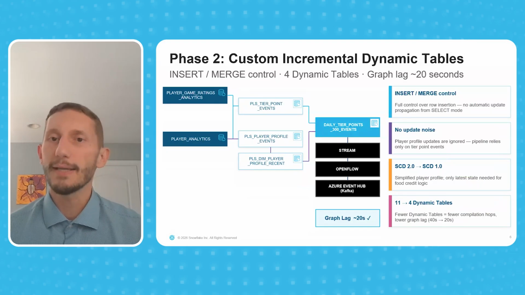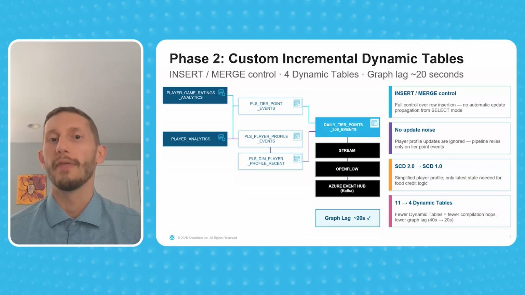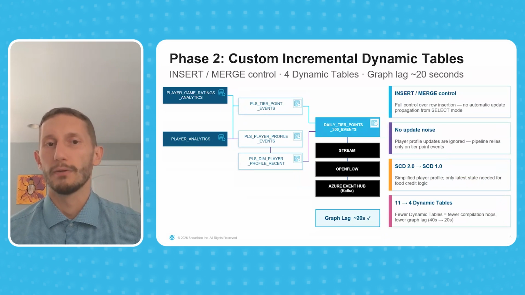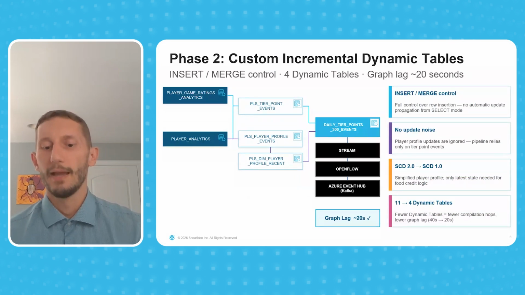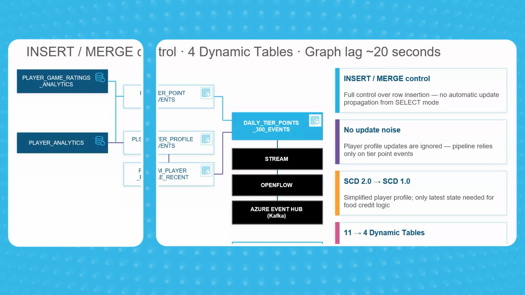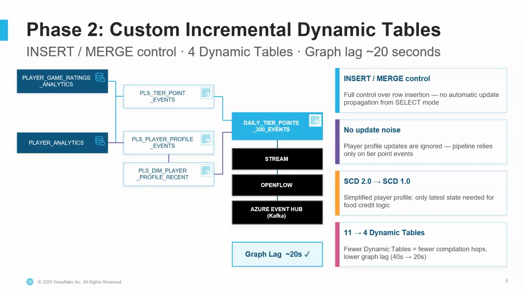As you can see on the right side, when we have insert and merge control, we have full control of the materialization. There are no more blinking records due to the update, and we have the stream static join, which allows us to control this better.